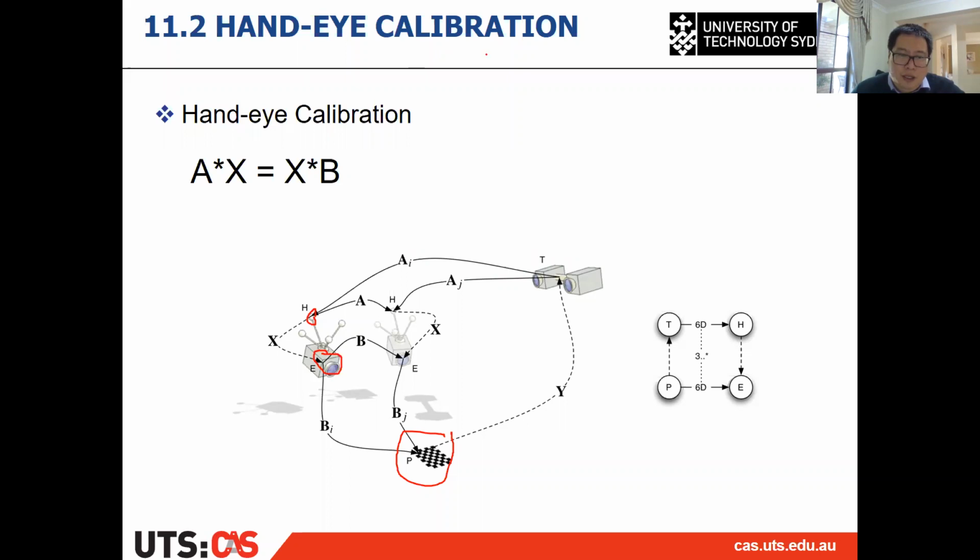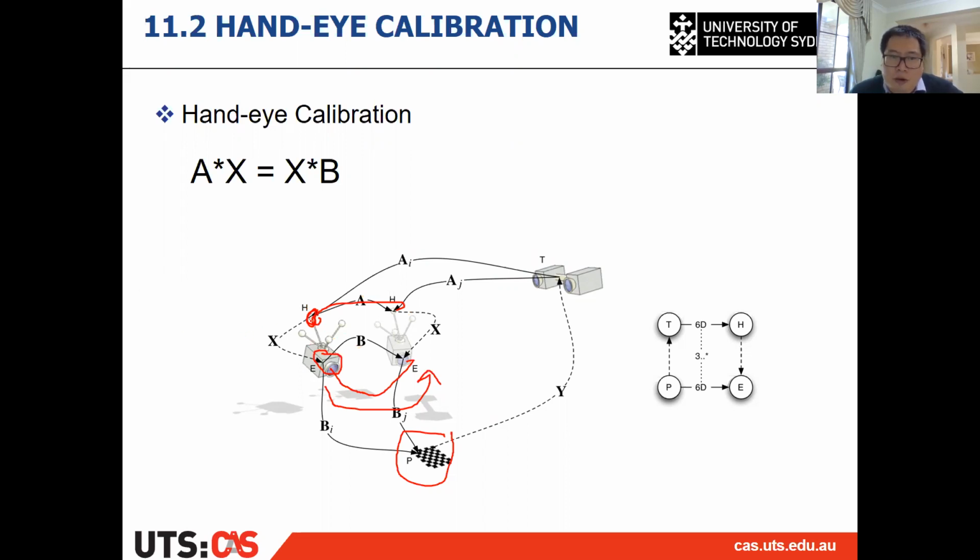They move together, from here to here. From the checkboard, we can get the relative pose of the camera from here to here, right? And for the end effector, we can directly read the pose from the robot, right? So we can also get the relative pose of the end effector's movement. And we call them B and A respectively.